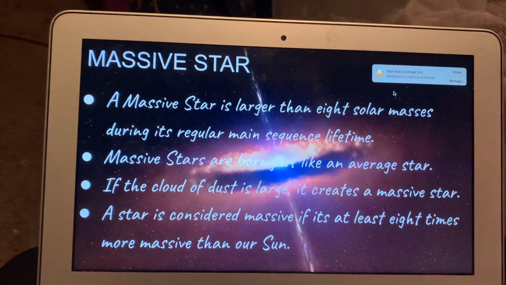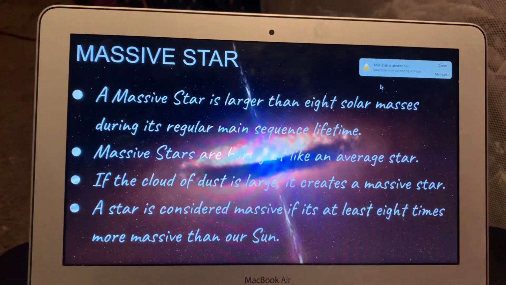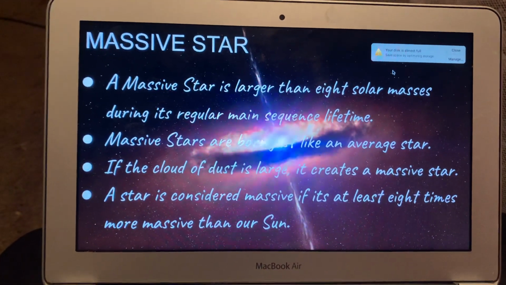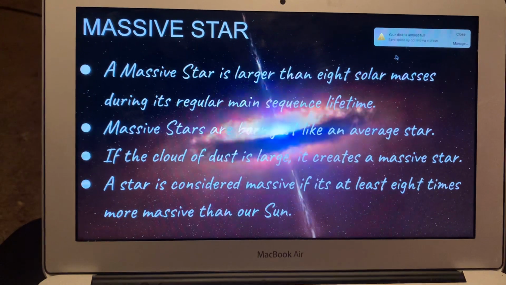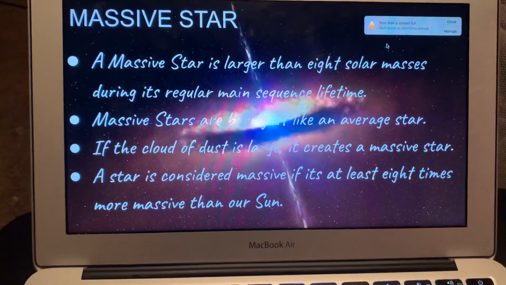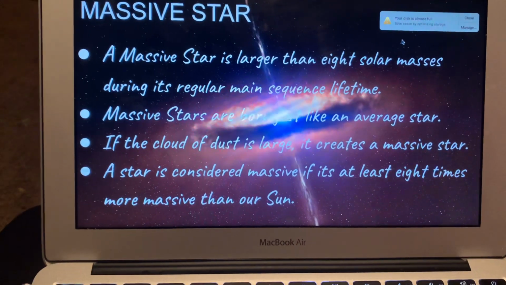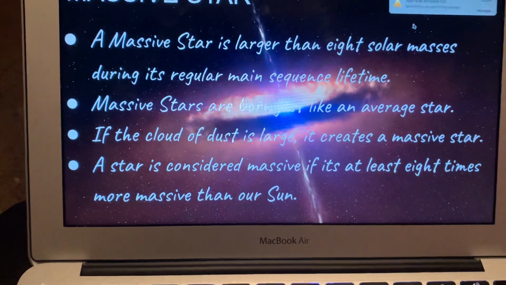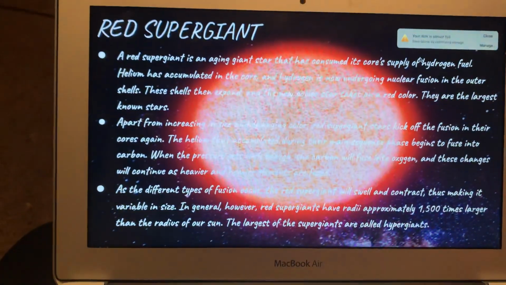A massive star is larger than 8 solar masses during its regular main sequence lifetime. Massive stars are born just like an average star. If the cloud of dust is large, it creates a massive star. A star is considered massive if it's at least 8 times more massive than our own sun. Okay, this is a lot.